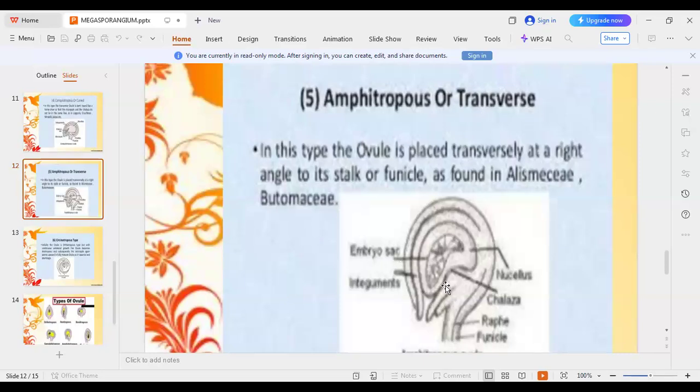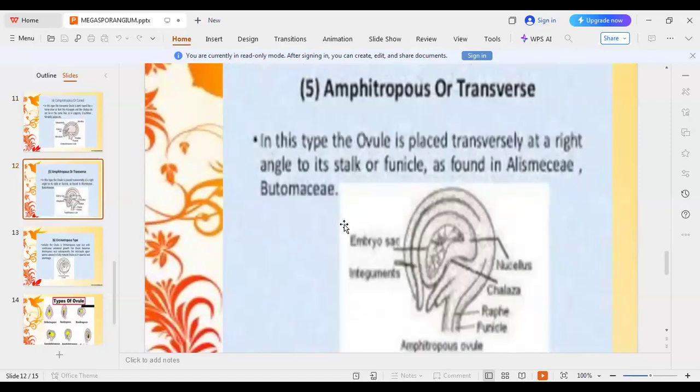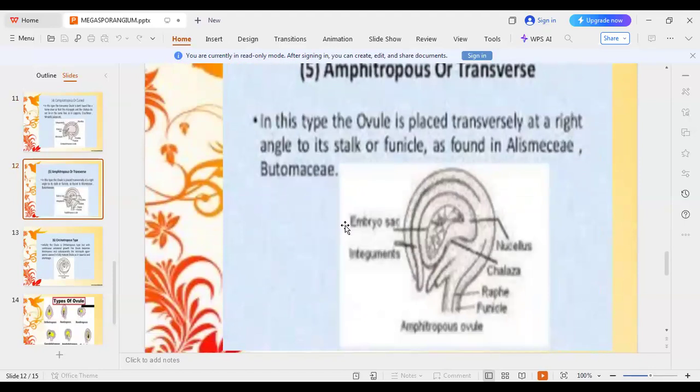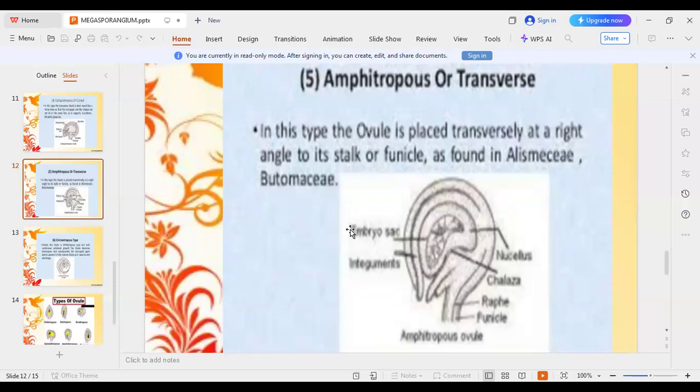Here you can see the embryo sac, and this is the complete funiculus, nucellus, chalaza. It also looks somewhat like a hemitropous one, but here it is even closer than campylotropous. The micropyle is very close to the funiculus. That's why this is called the transverse ovule or Amphitropous ovule. So the ovule is placed transversely at a right angle to its stalk or funicle. It is found in Lemna, Alismaceae, Butomaceae.